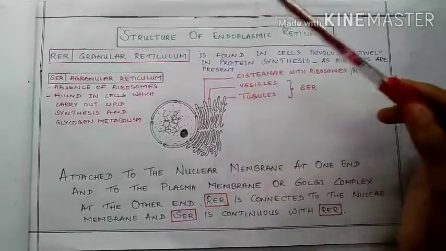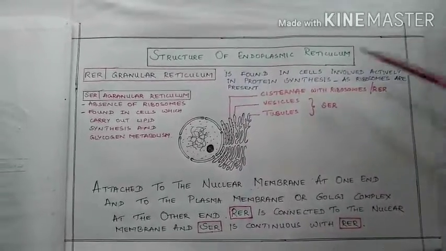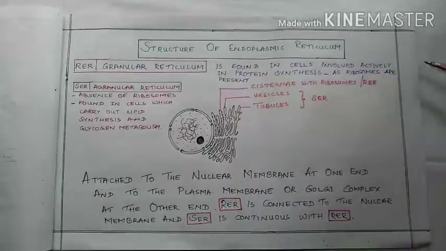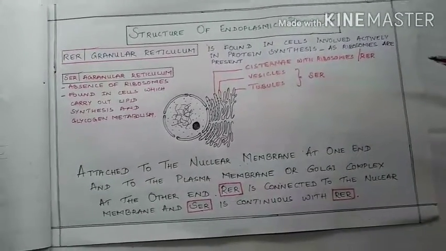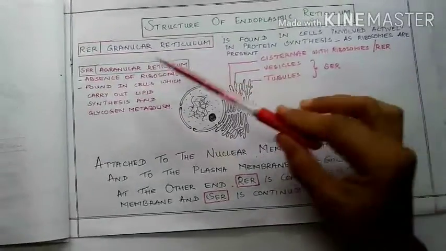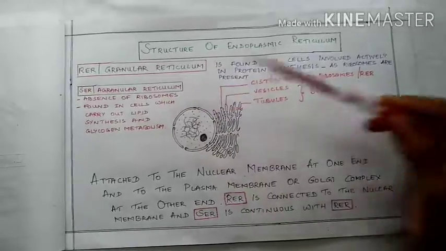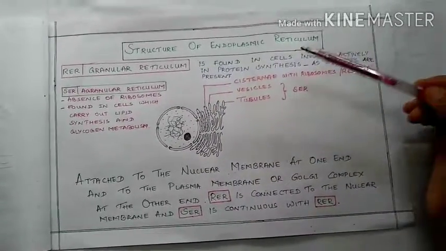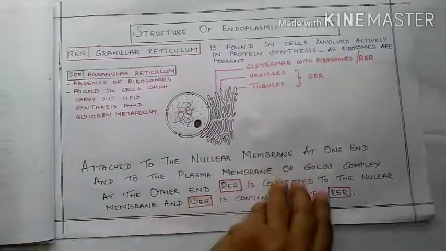The rough endoplasmic reticulum is also called the granular reticulum. It is found in cells involved actively in protein synthesis as ribosomes are present in them. Whereas the smooth endoplasmic reticulum is also called agranular reticulum. That's because they lack ribosomes and they are found in cells which carry out lipid synthesis and glycogen metabolism.